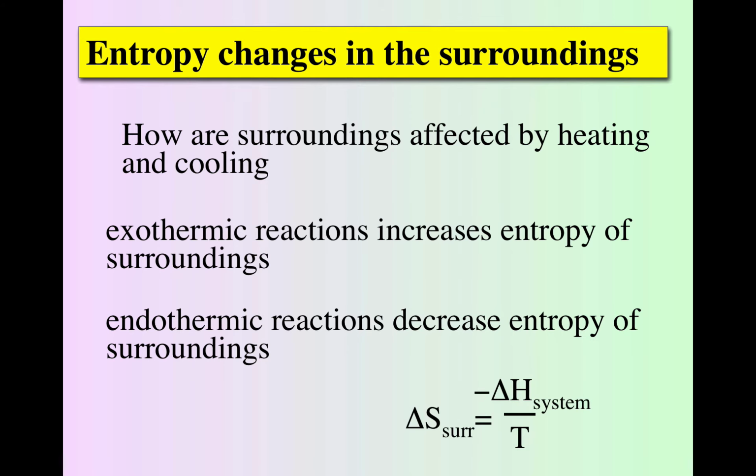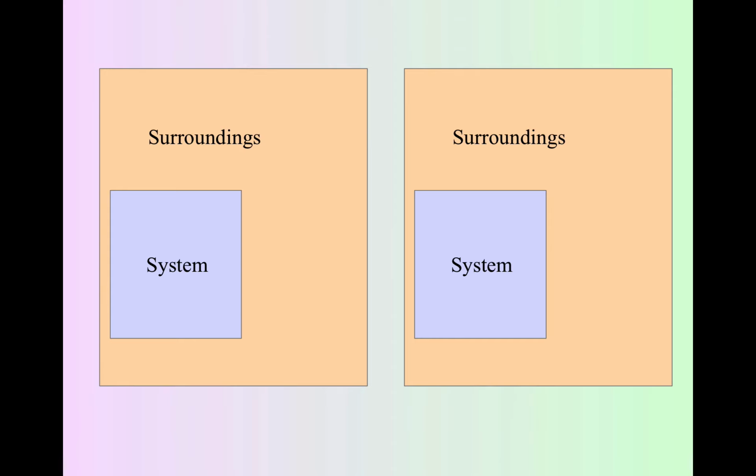So the relationship between the delta S of the surroundings, how disordered the surroundings is becoming, versus the system, is you have a negative sign, and that implies an inverse relationship, right? If the system is losing heat, the surroundings is becoming more disordered. If the system is gaining heat, the surroundings is becoming more ordered. And so negative delta H divided by absolute temperature is equal to the delta S of the surroundings. So this is how we reference the system with the surroundings.